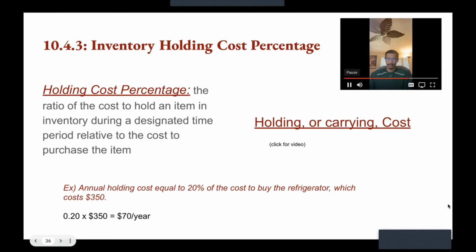For example, the retailer may assign a 0.5% weekly holding cost for a dishwasher that costs the retailer $200. In that case, the dishwasher could cost 0.005 times $200, equaling $1 per week to hold in inventory, and $52 per year to hold in inventory, assuming that the year has 52 weeks.